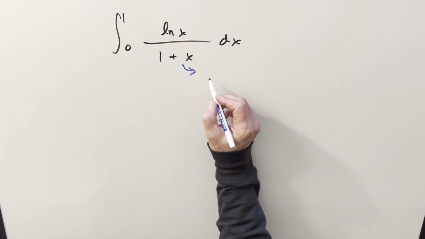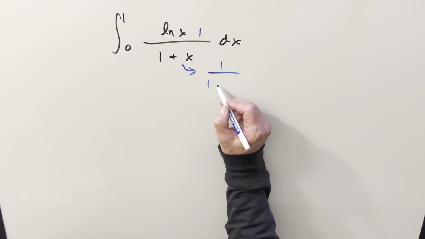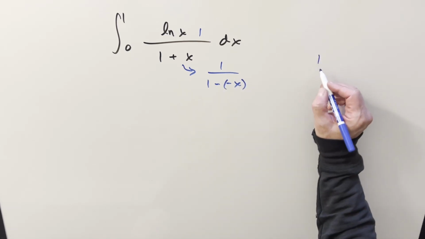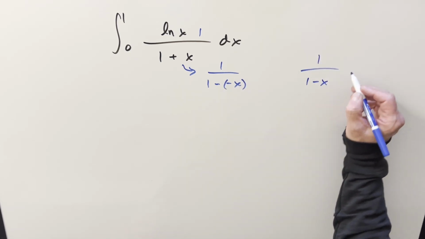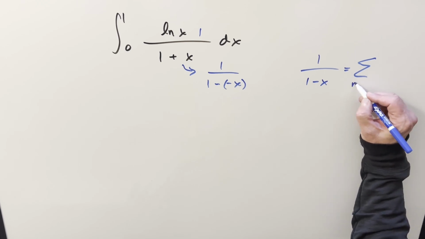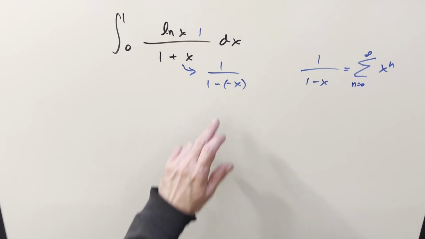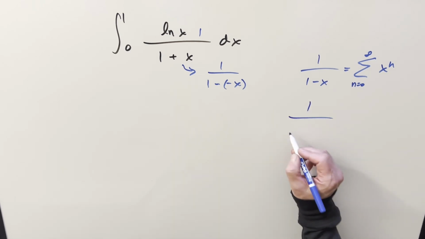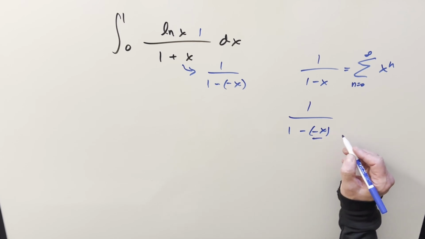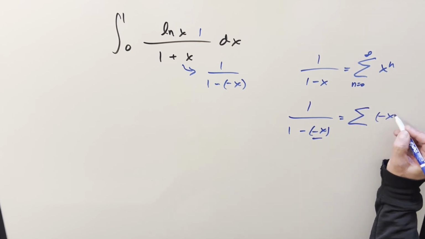Just noticing that if there's a 1 right there, I can actually write this as 1 over 1 minus x, because our geometric series formula is just 1 over 1 minus x equals the sum from 0 to infinity of x to the n. For what we have here, I just need to change it a little bit to make it fit this form. So our input is minus x, and for our sum, this becomes minus x to the n.